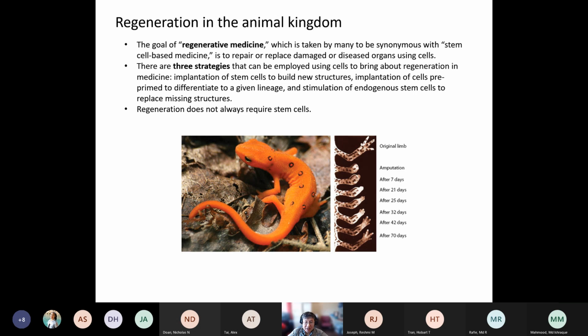So you know this term, regenerative medicine, is therefore closely related to stem cell biology. So there are basically three strategies that you can easily think of that can be applicable in disease settings.